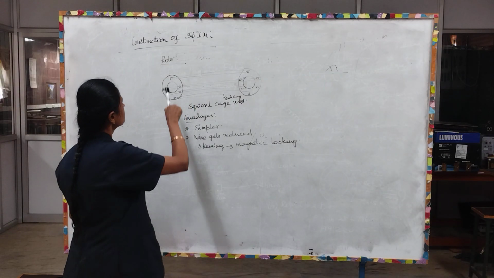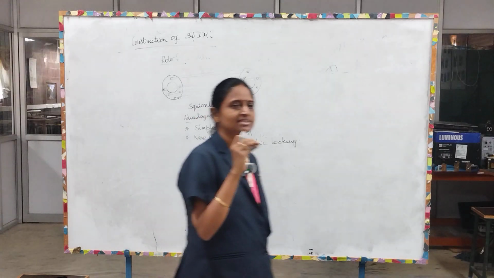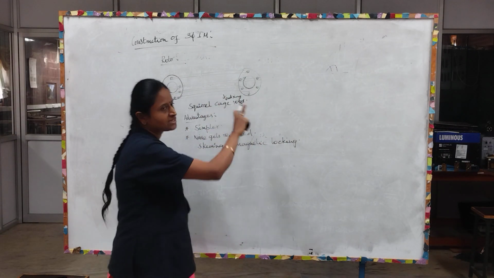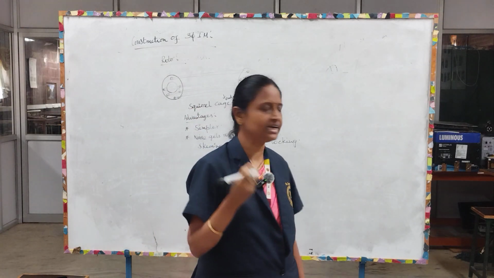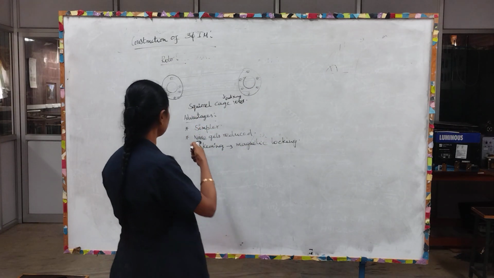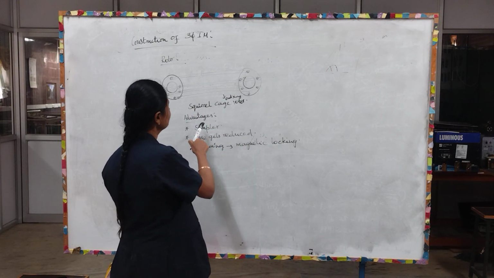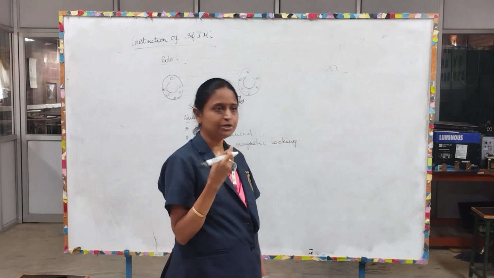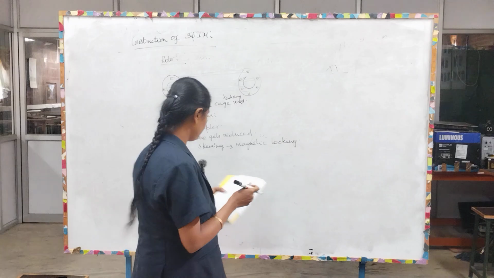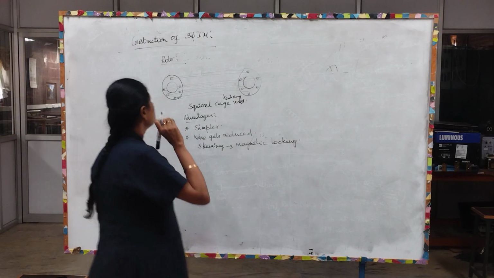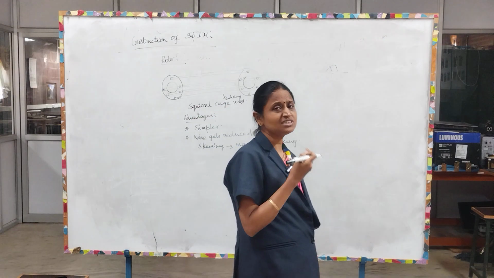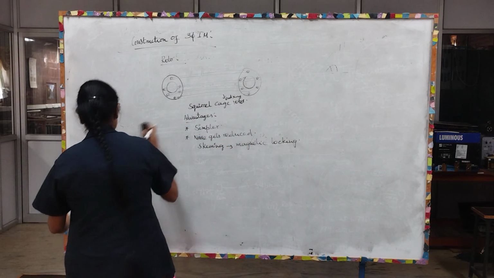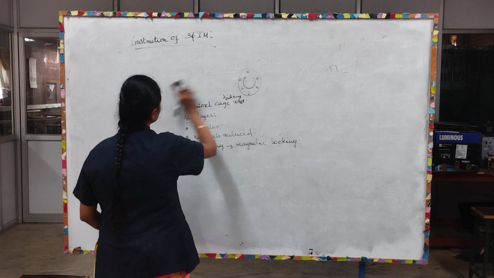So the squirrel cage rotor looks like the cage of a squirrel, that's why it is called squirrel cage rotor. Here the rotor bars are short circuited with the help of end rings. It is simpler in construction and noise is reduced, but for speed control we can't prefer the squirrel cage induction motor. That's why we are moving to the slip ring or wound rotor induction motor.